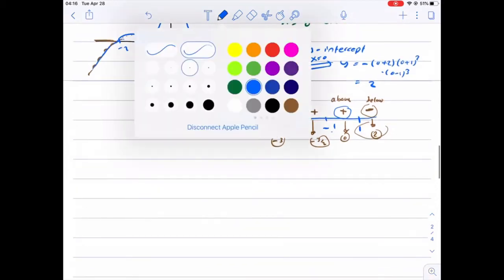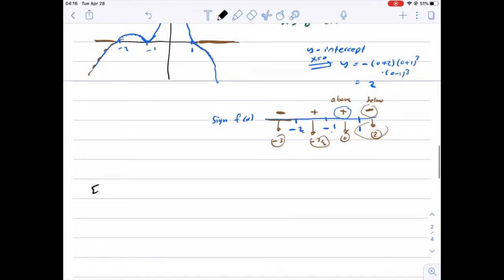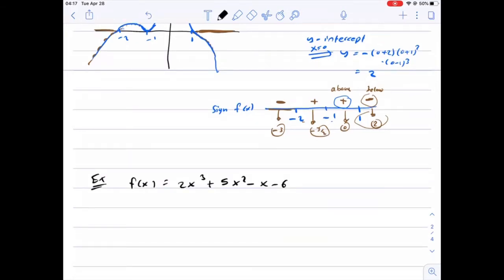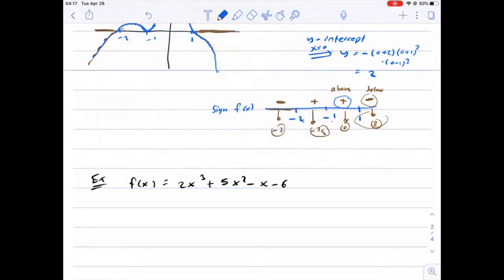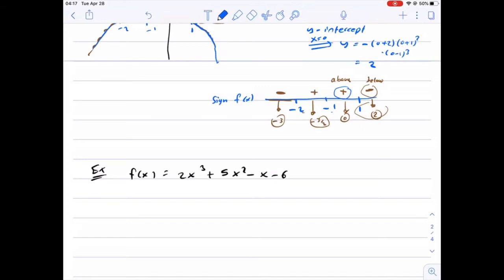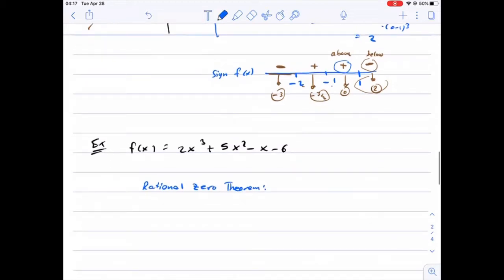Okay, now let's take another example. If we want to graph the function f of x equals 2x cubed plus 5x squared minus x minus 6, then we first want to find the zeros, multiplicity, and y-intercept. In this case, we need to use the rational zero theorem. The rational zero theorem says that all possible zeros are found by looking at the constant term.